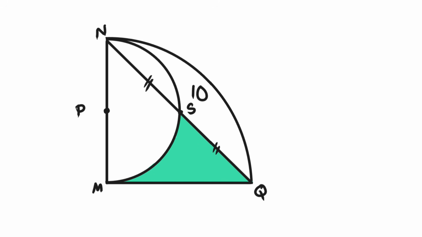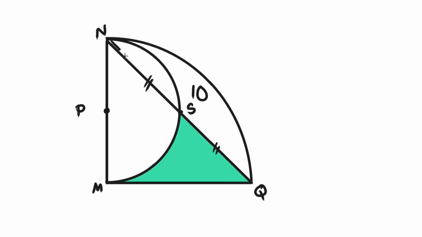Alright, let's work through this geometry problem carefully and find the area of the shaded region. We have a quarter circle with center M, and the two radii are MN and MQ. Inside this quarter circle, we have a semicircle whose diameter is MN, and its center is P.